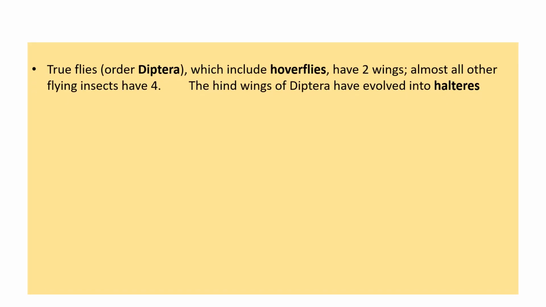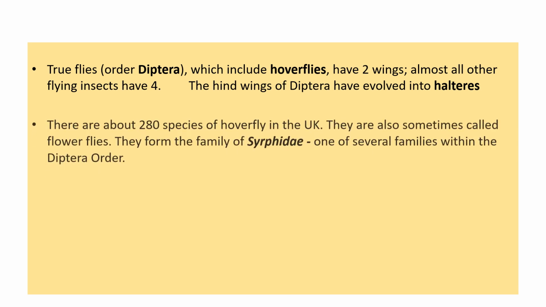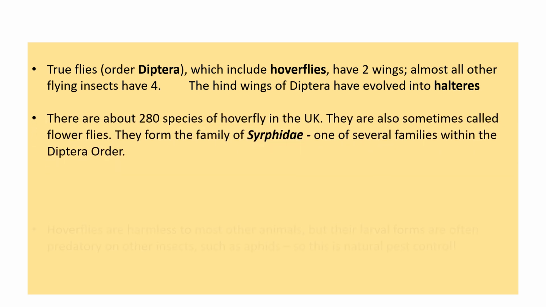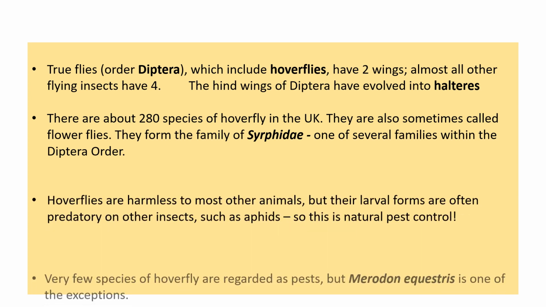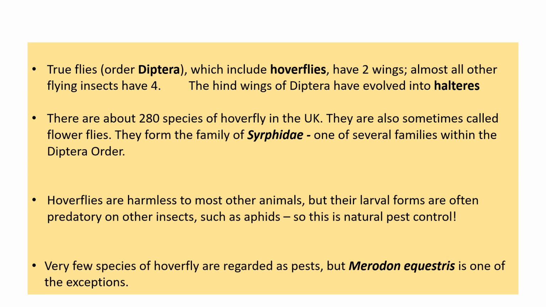So this slide explains how hoverflies come into the order of Diptera, and how Diptera have just 2 wings rather than 4 as most flying insects have, and how the hind wings have evolved into halteres. We've got about 280 species of hoverfly in the UK. It varies for several reasons. For a start, we may lose species, just a few. We may gain some from the continent. There are some that may get split, and there are some that might get merged.